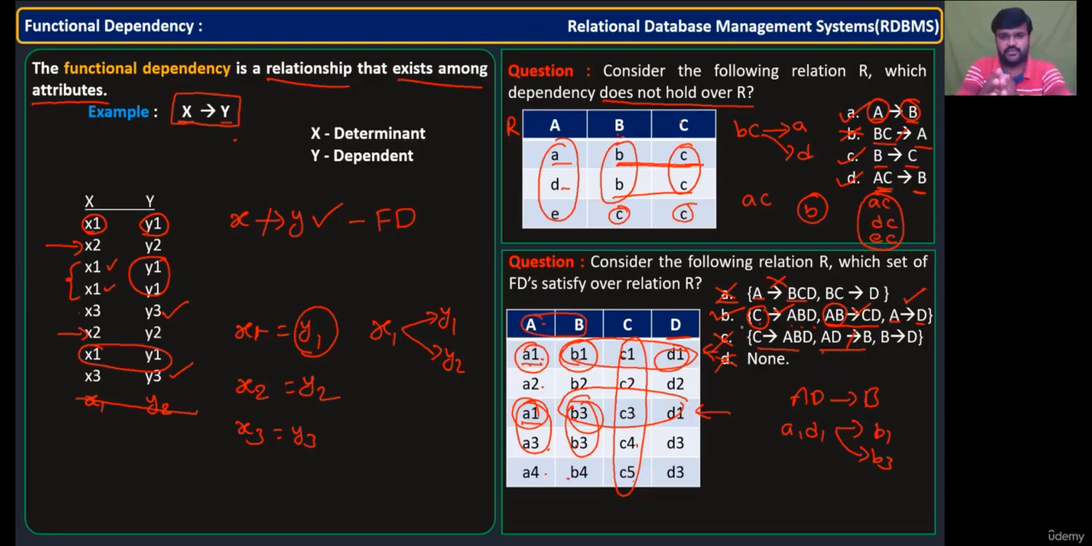Overall, these two questions are especially given to get familiarity with this concept. What are the valid FDs? What is the meaning of FDs? How to find the FDs? Overall, functional dependency is a relation among the attributes that you are going to derive based on the values you have, or in future based on whatever you are writing.